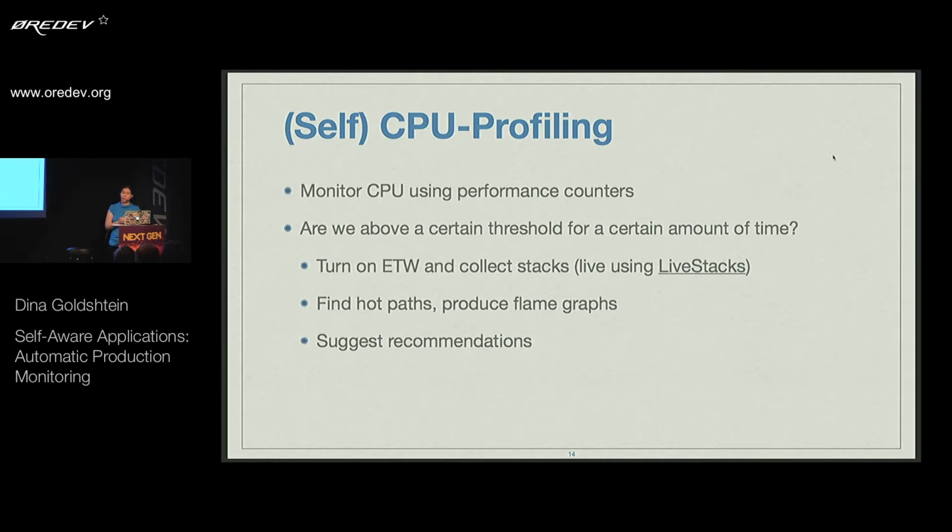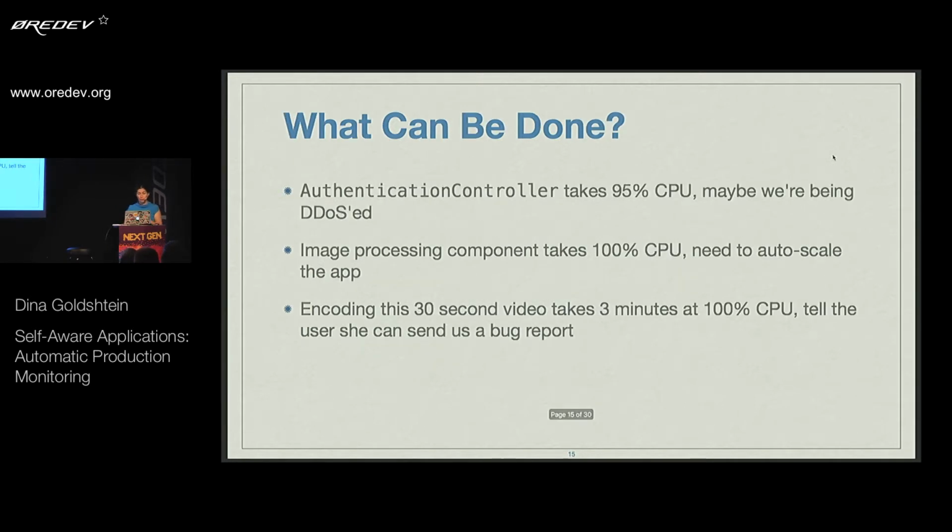But using an open source library available on GitHub called LifeStacks, we can actually do the exact same thing in real time on production, provided that we have symbols, of course, which I know is not obvious, but you have to give something to get all the benefits. And so in real time, we can find hot paths, maybe produce flame graphs, and maybe even suggest some recommendations on what can be done to make the situation better.